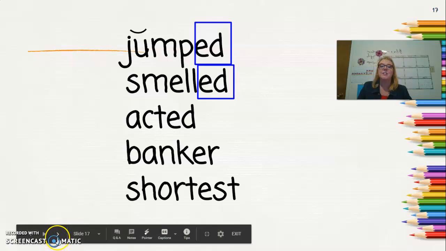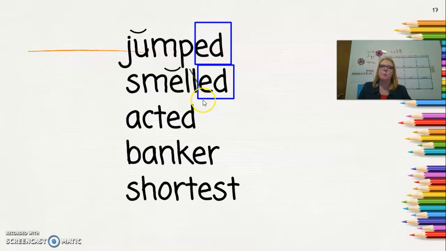All right. So let's see. What kind of a syllable is this word? It was closed. That's correct. And you marked it with a breve. Don't forget to cross out that L. So read this word with me. Smelled. I noticed something. When I said jumped, I made the T sound. When I said smelled, I made the D sound. Do you remember why this ed says T and this one says D?